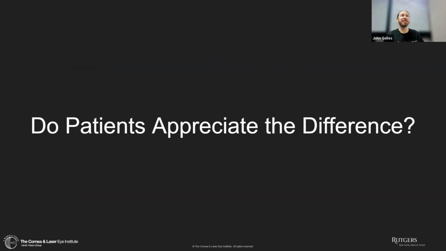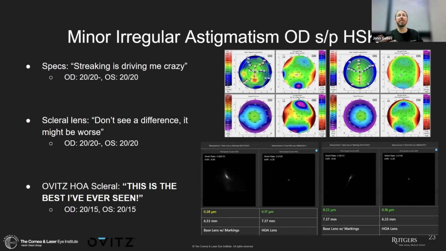The question is always, do patients appreciate the difference? Because clinical significance is really what's most important. Statistical significance is great and all, but do patients actually appreciate this? Well, I'm going to give you a few cases here, and these are going to be really impactful because it's kind of an understanding of this. These aren't your typical patients. These were atypical patients that had really great outcomes when I thought maybe this patient might not have that great of an outcome.